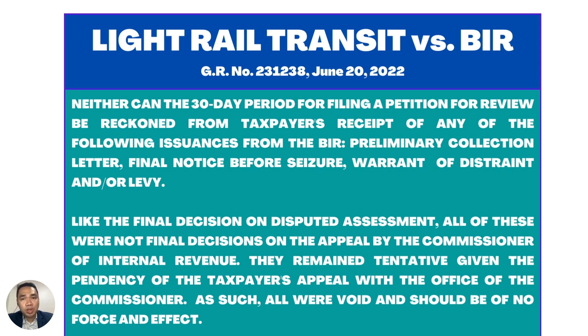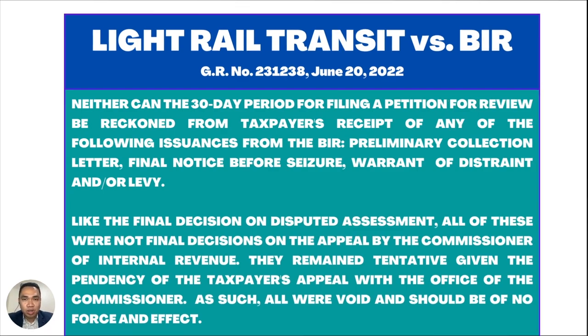Like the final decision on disputed assessment, all of these were not final decisions on the appeal by the Commissioner of Internal Revenue. They remain tentative given the dependency of the taxpayer's appeal with the Office of the Commissioner of Internal Revenue. As such, all were void and should be of no force and effect. In short, when a taxpayer chooses to wait for the final decision of the BIR, any issuance of collection letter, final notice before seizure, or warrant of distraint or levy pending such final decision of the BIR Commissioner should not be the reckoning point of the 30-day period to file an appeal with the CTA. Ultimately, the taxpayer may file his appeal to the CTA within 30 days from the receipt of the decision of the BIR Commissioner.